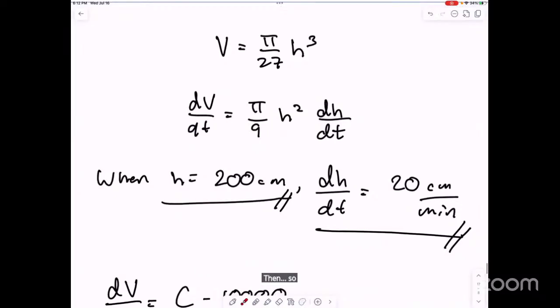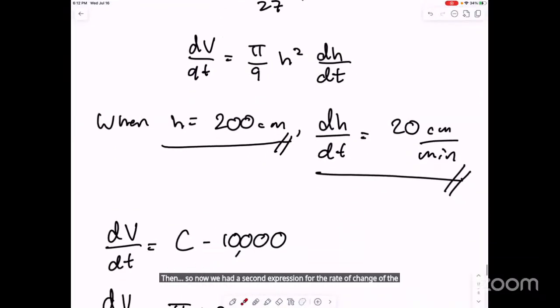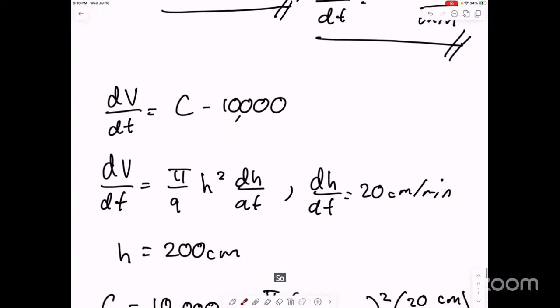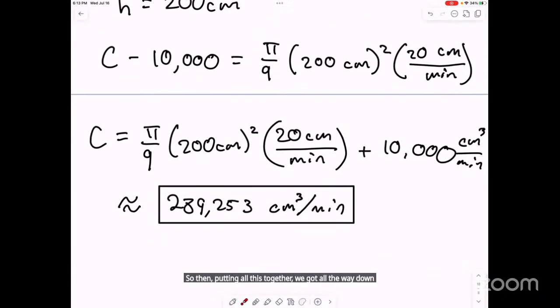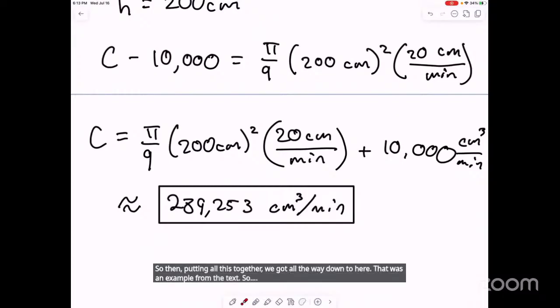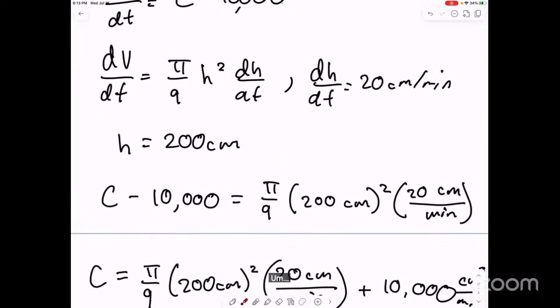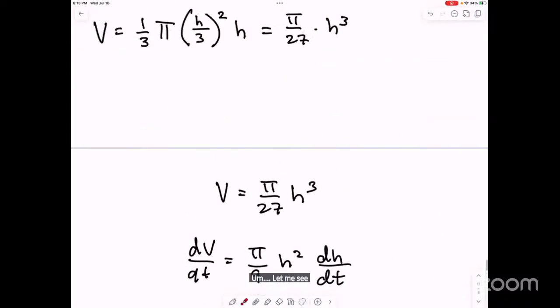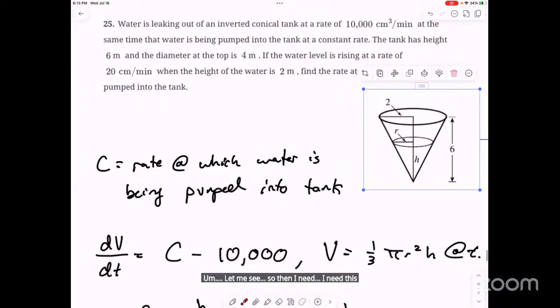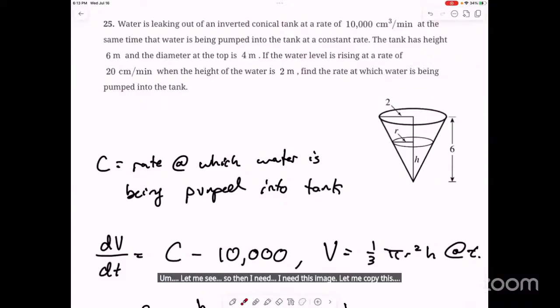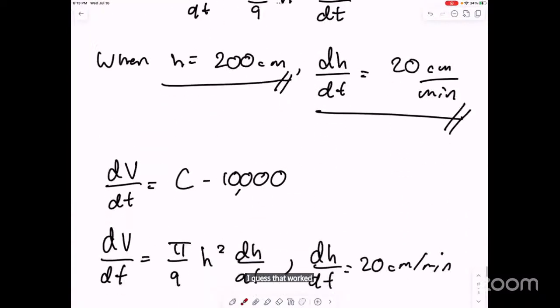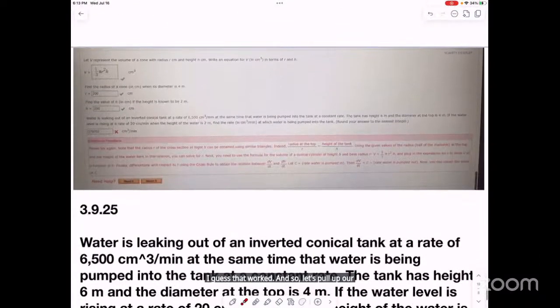So now we had a second expression for the rate of change of the volume with respect to time. We were given that the height was 2 meters, so we had to convert it to centimeters. We were also given that the rate of change of the water level was 20 centimeters per minute. So putting all this together, we got all the way down to here. That was the example from the text. So, let me see, I need this image. Let me copy this. Guess that worked. And so let's pull up our specific example, which is this one.